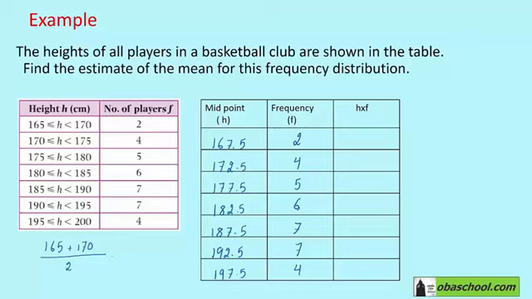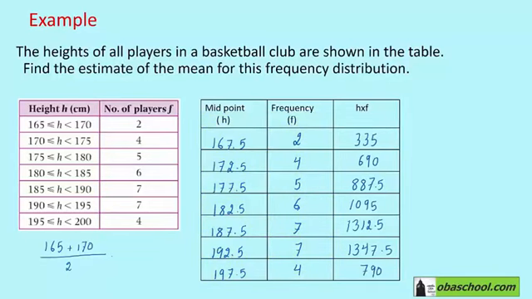So now we have to multiply the value by the frequency. So 167.5 times 2 is 335. The second one is 690. Third one is 887.5. The fourth one is 1095. This one is 1312.5. This one is 1347.5. And the last one is 790.